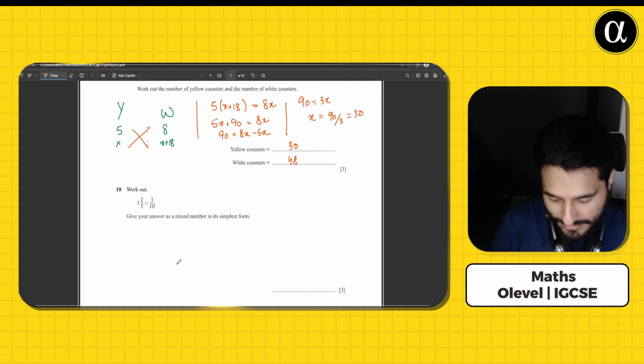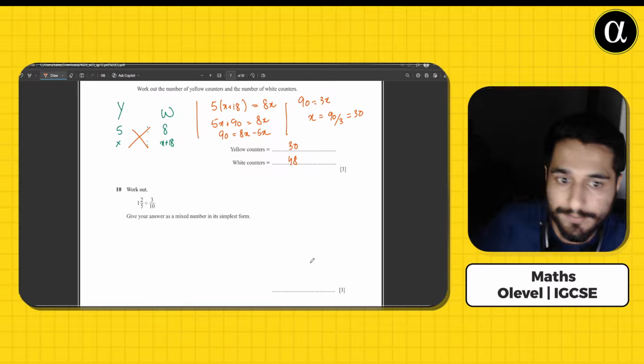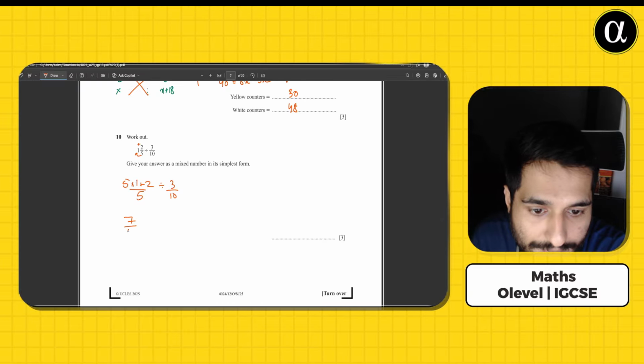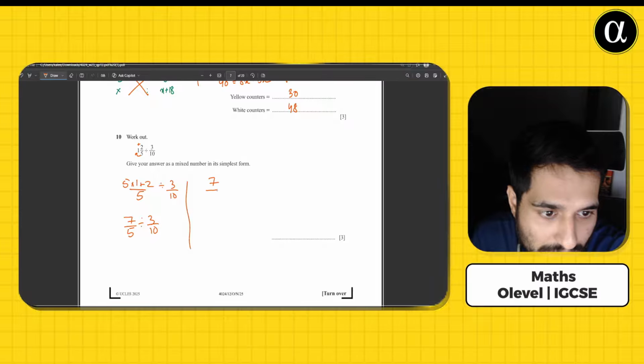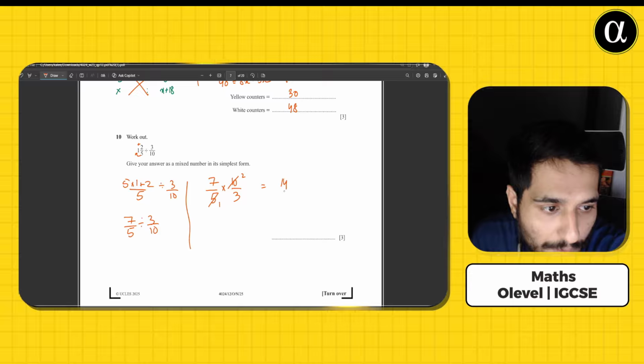The next part says question number 10, which states that we are supposed to work out certain mixed fractions. Now what are we going to do for this one? In order to solve mixed fractions, these are multiplied and these numbers are added together, so it's going to be 5 into 1 plus 2 over 5 divided by 3 over 10. When it's simplified, it gives us 7 over 5 divided by 3 over 10, and this can be simplified further by reciprocating the number and flipping the sign, so it's going to be 7 over 5 into 10 over 3, and we know this 5 and 10 can be simplified as 1 and 2, so it's going to be 14 over 3. Are we done?